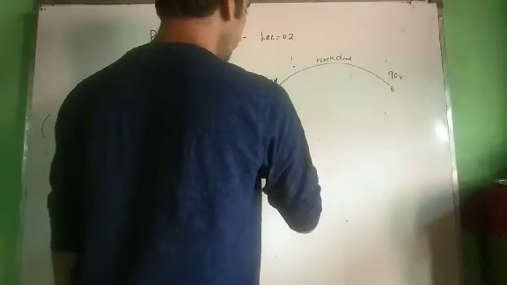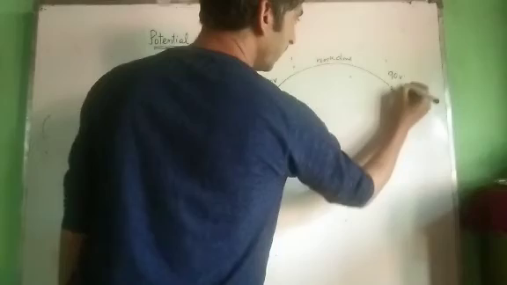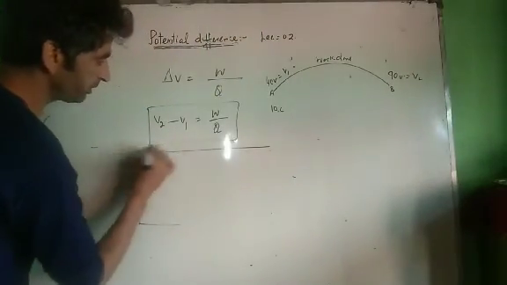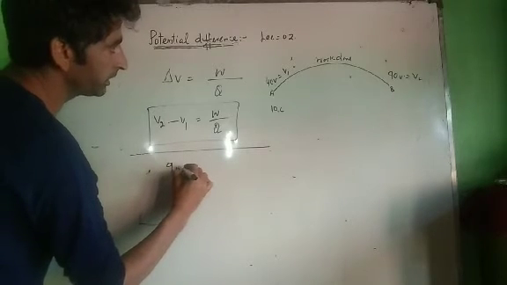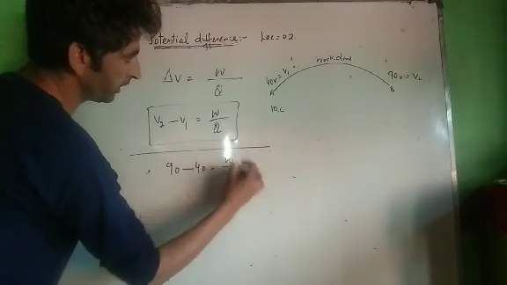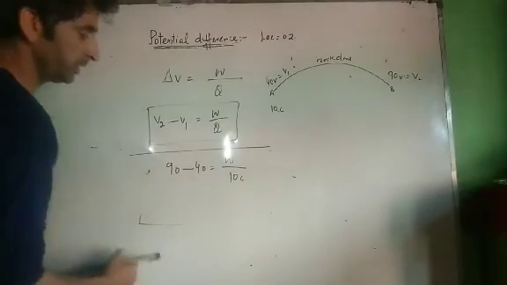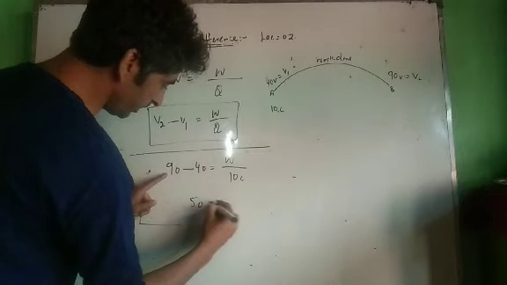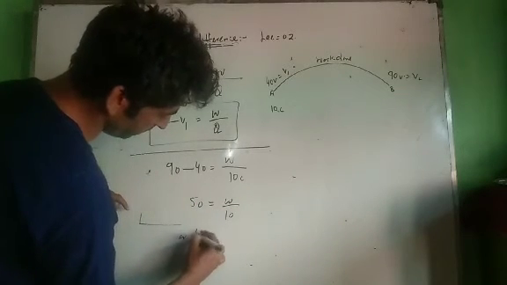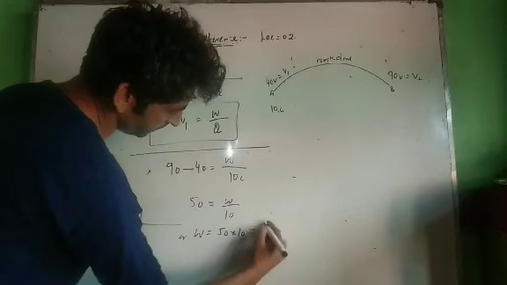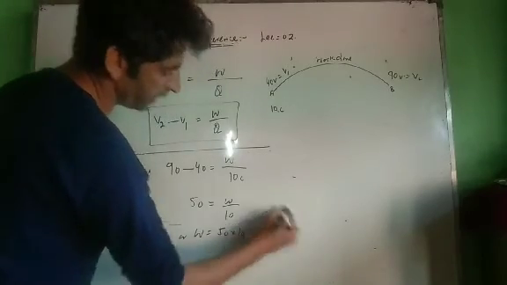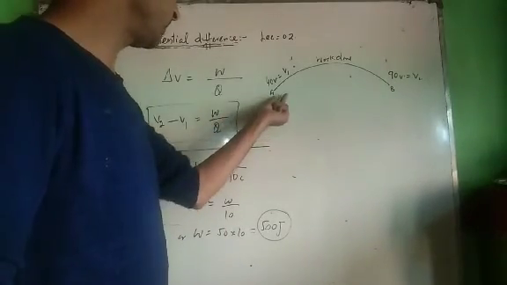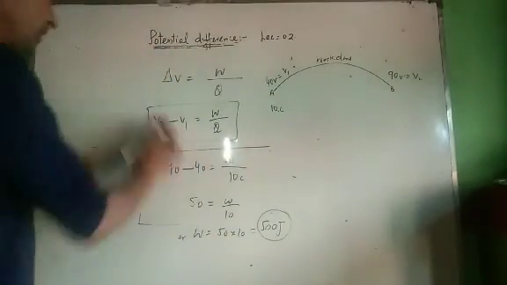This is our final potential, this is initial potential. This will be called my V2 and this will be called my V1. Therefore, V2 minus V1, substitute over here: 90 minus 40 is equal to work done divided by charge. How much charge? 10 coulombs of charge. Now see, 90 minus 40 is equal to 50, which is equal to W divided by 10, or W will be equal to 50 into 10, that is 500. 500 joules of work need to be done so that we can move 10 coulombs of charge from point A to point B. Now let us solve one more question.